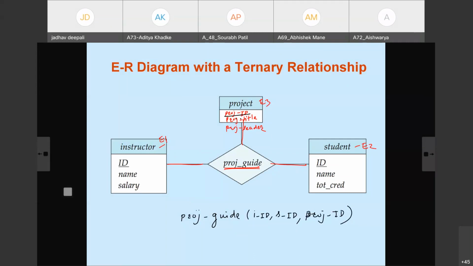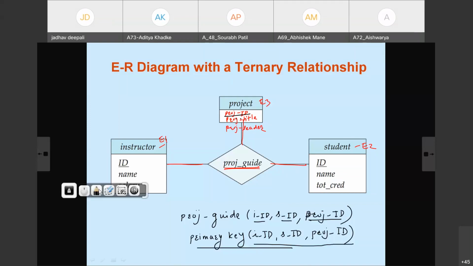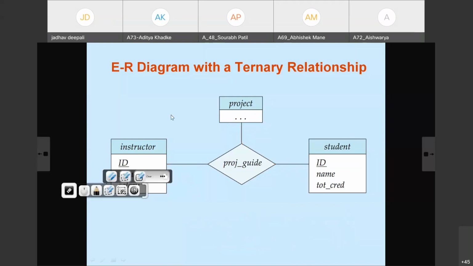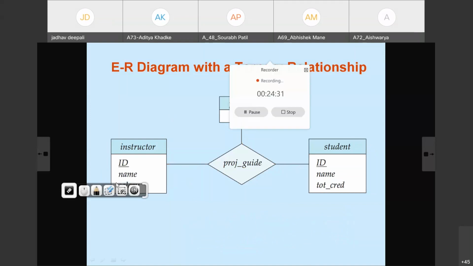As all these are many to many, the union of all these is the primary key of project guide. So the primary key of the project guide relationship set is IID, SID and project ID, the union of all these. Why? Because all are many to many. And that's why the union of all these together becomes the primary key of this project guide relation. So in this way, we can represent a ternary relation.